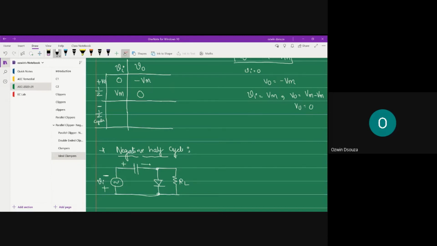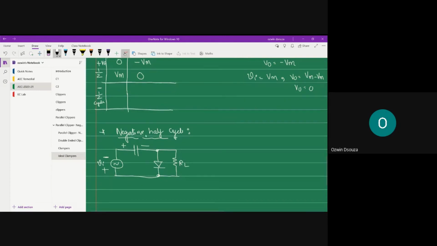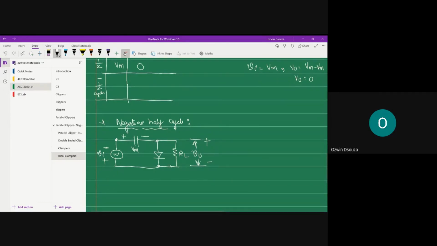The capacitor is given with the same polarities. So this is your Vm. You are not supposed to change the capacitor terminals. That's the rule in a clamper. This is how you are going to observe your output. Now you see in the negative half cycle, what is happening?